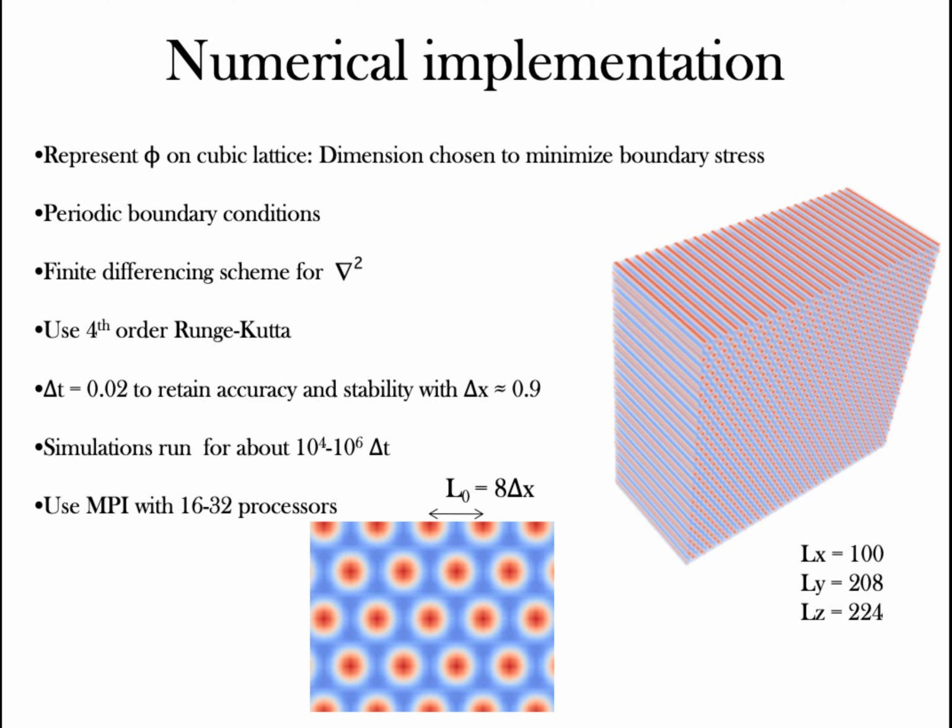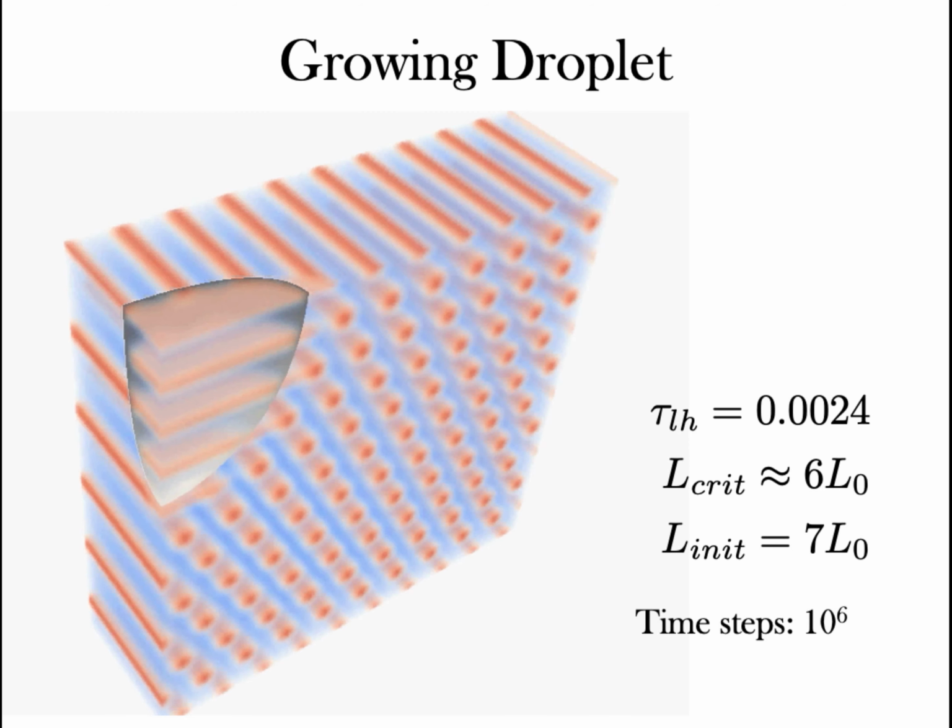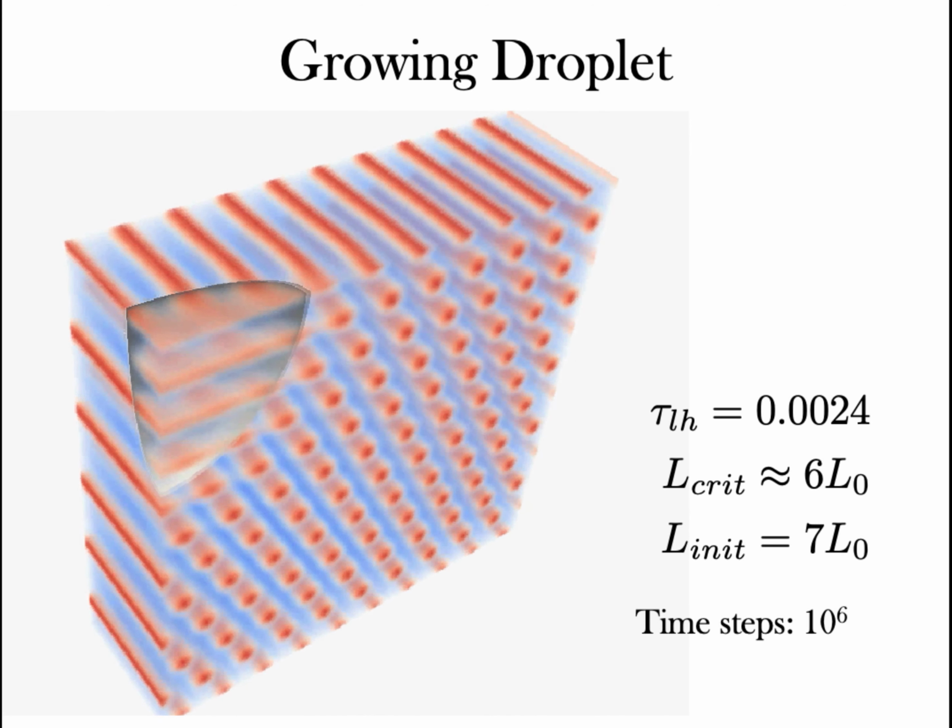Simulations are typically run between 10 to the 4 and 10 to the 6 time steps, depending on what we're looking for. Here I've started the system as a cylinder phase with a lamellar droplet inserted. The boundary shown in gray is the numerically located boundary between lamellae and cylinders. The parameters are chosen such that the lamellar phase is stable, but it's only a little bit past the transition. When I start the simulation, the droplet grows, as one might expect since the lamellar phase is stable.